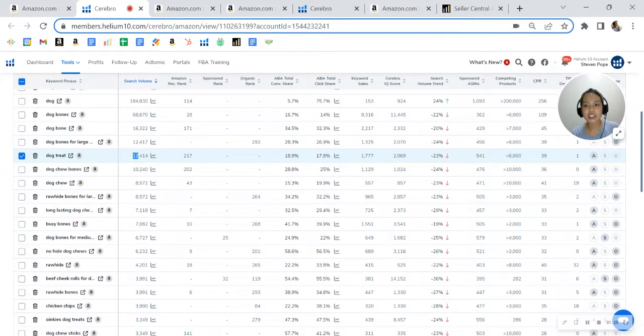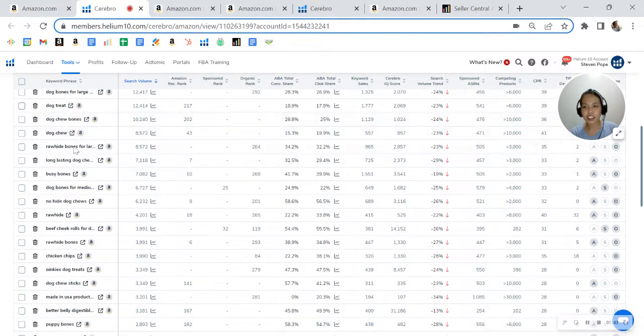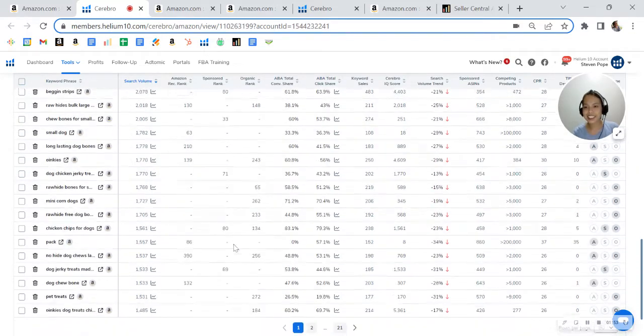And look at the search volume, 12,000 people have searched on Amazon using this keyword in the past 30 days. Imagine how much potential sale you can get out of this keyword. Now, there's a lot here that you should be indexing: dog treat, dog chew, long-lasting dog chews. I mean, you should be dominating these keywords.